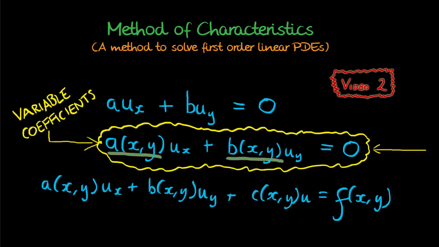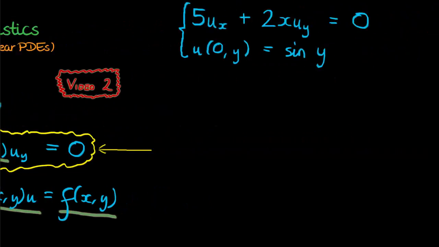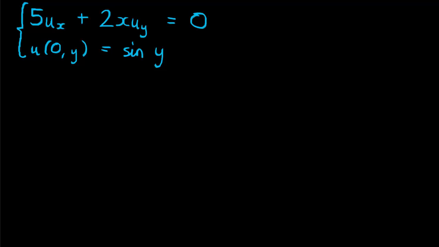However, we're going to restrict our attention to cases a little less general than the tricky general case, because we're not going to consider a term like this being present, and we're also not going to have any right hand side. So we're just looking at the homogeneous first order variable coefficient equation. So let's jump straight into an example. So let's have a look at this example here.